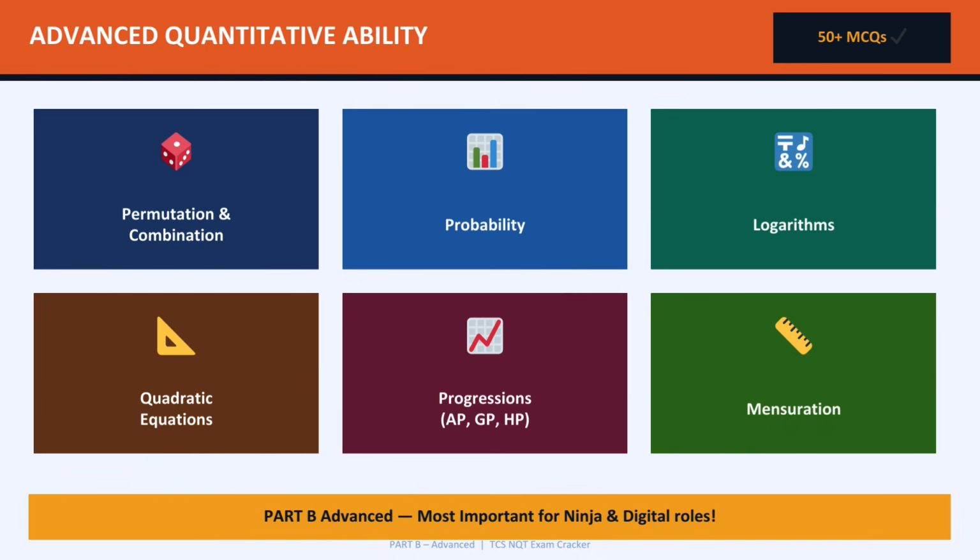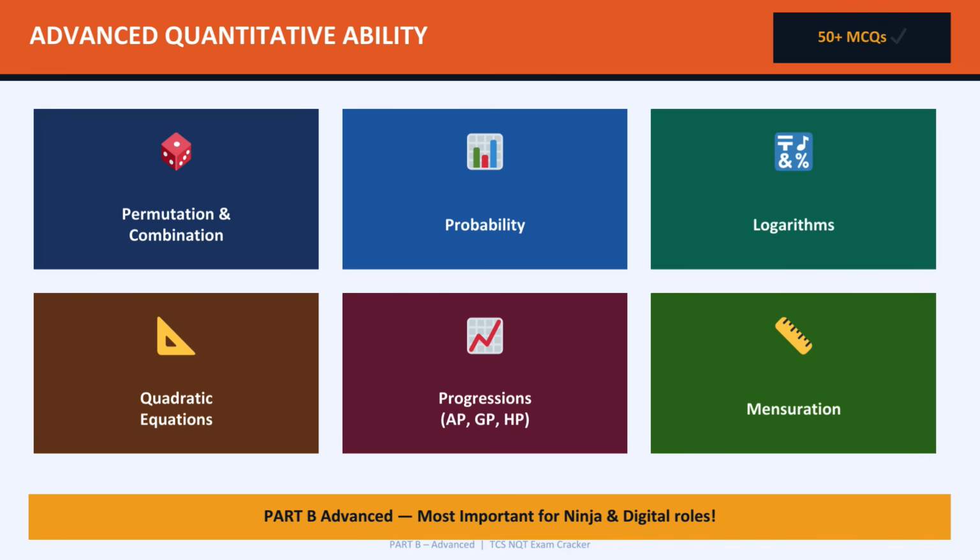Moving to next slide, advanced quantitative ability. Okay, now we are entering Part B territory. This is where the serious candidates separate themselves. Advanced quantitative ability. The 6 topics are permutation and combination, probability, logarithms, quadratic equations, progressions, which covers arithmetic progression, geometric progression, and harmonic progression, and mensuration. These topics go deeper than what you saw in Part A. The questions are trickier and require you to think, not just recall.